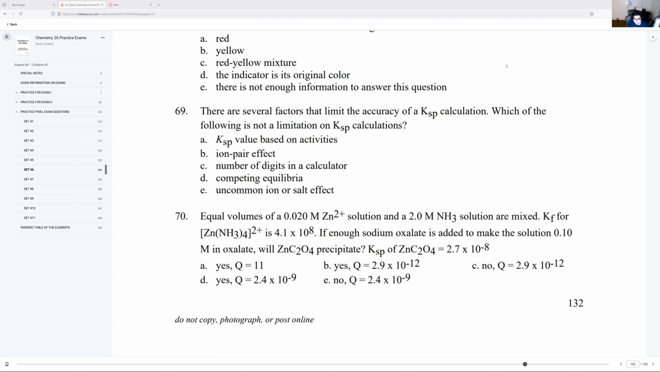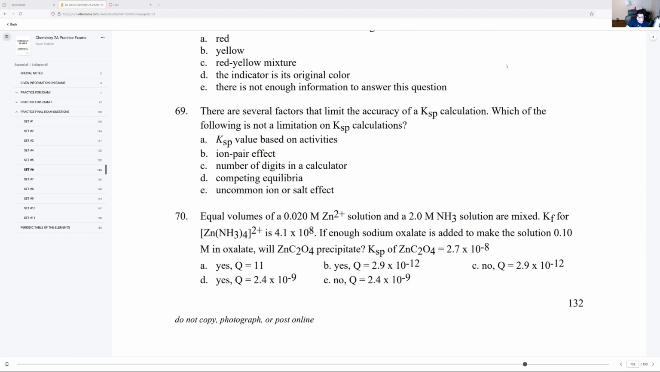Sure. So this is kind of a combined reaction. The first thing you have to do, to find whether or not it precipitates, is figure out whether Q is less than Ksp or greater than or equal to, from what we talked about before. Now, how do you get Q? Well, Q is the amount that you have right now.